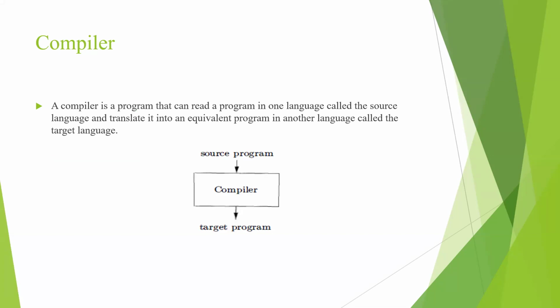So now, what is a compiler? A compiler is a program that can read a program in one language called the source language and translate it into an equivalent program in another language called the target language, which is shown in the figure. An important role of the compiler is to report any errors in the source program that it detects during the translation process. Here, if the target program is an executable machine language program, it can then be called by the user to process the input and produce the output.